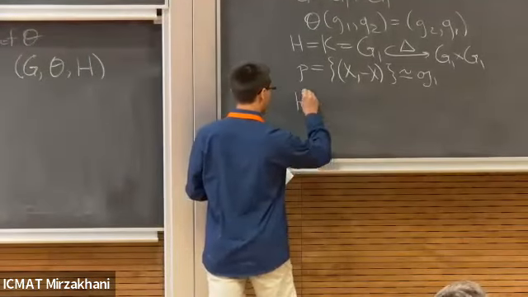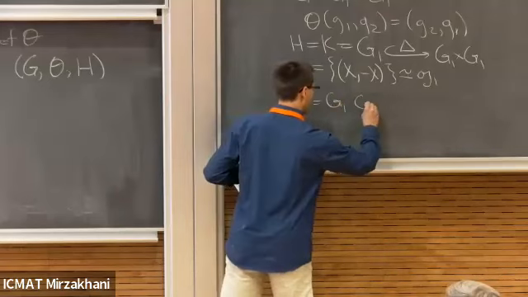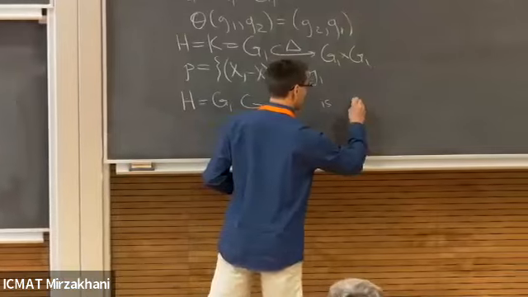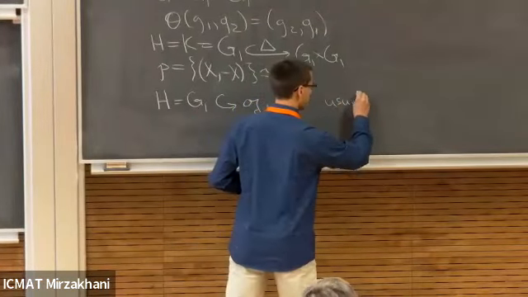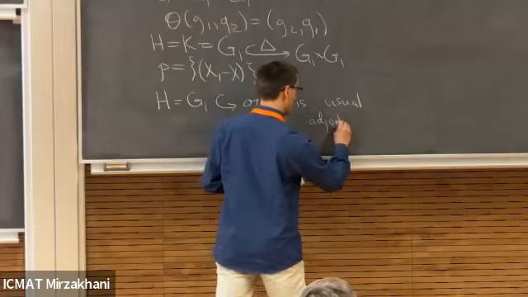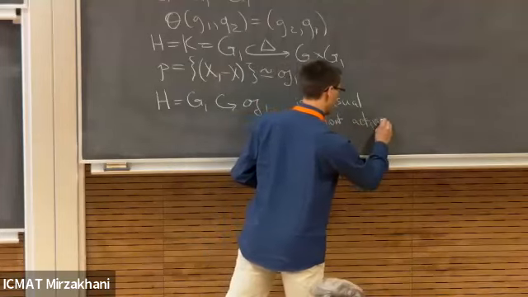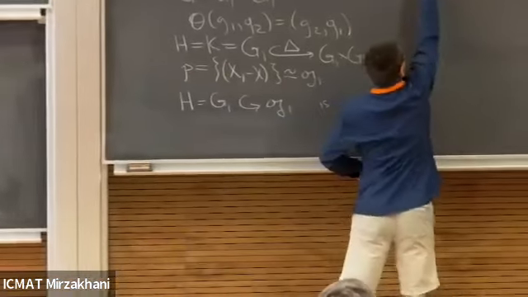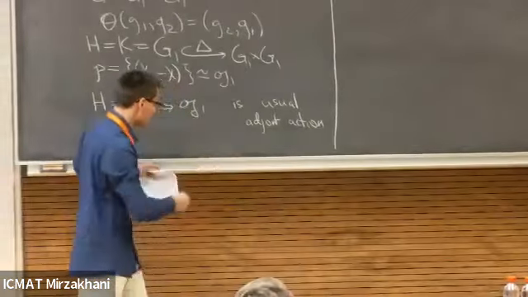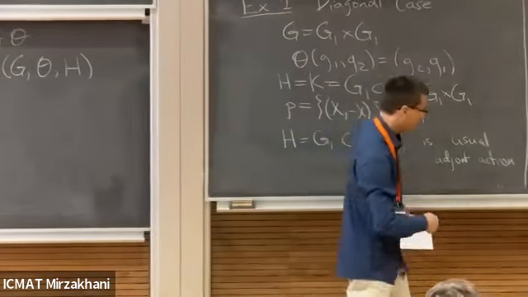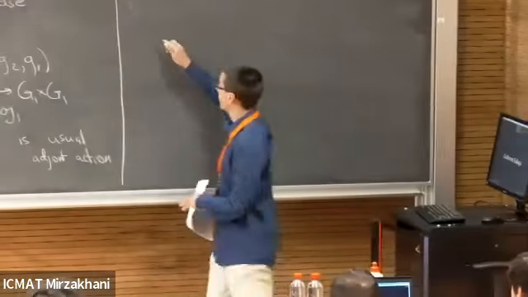So this G1 action on frac G1 is the usual adjoint action. And so this recovers the Hitchin systems in the Lie algebra case.